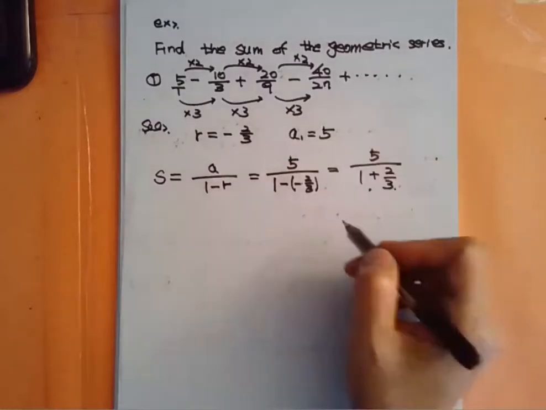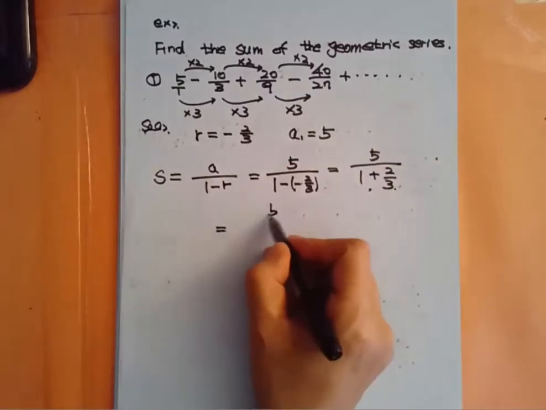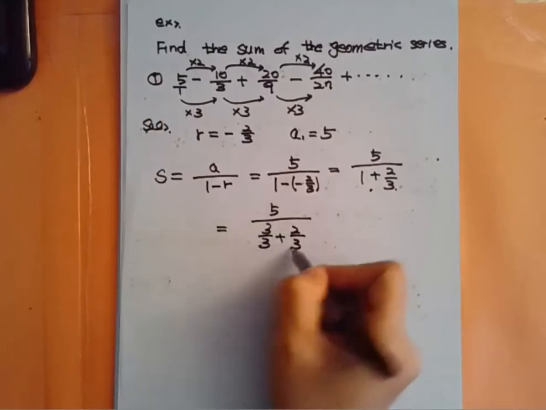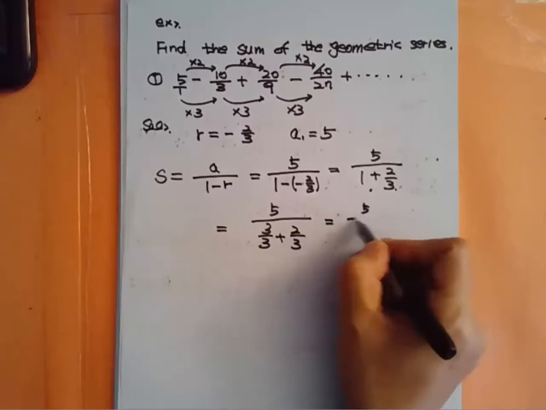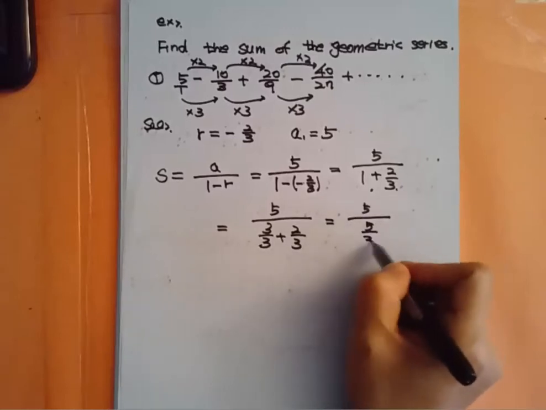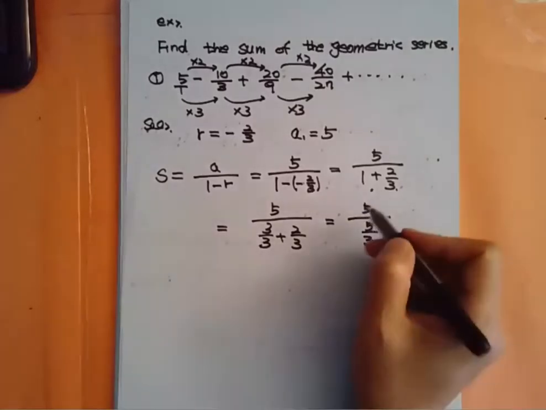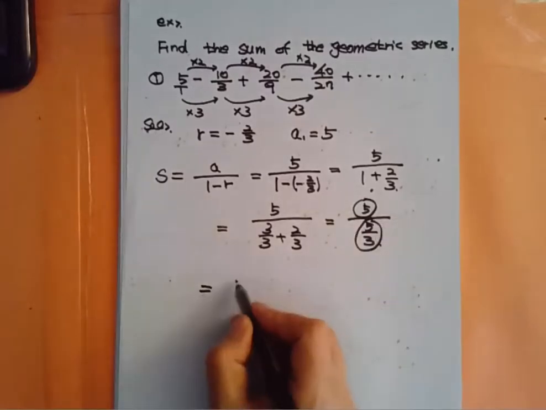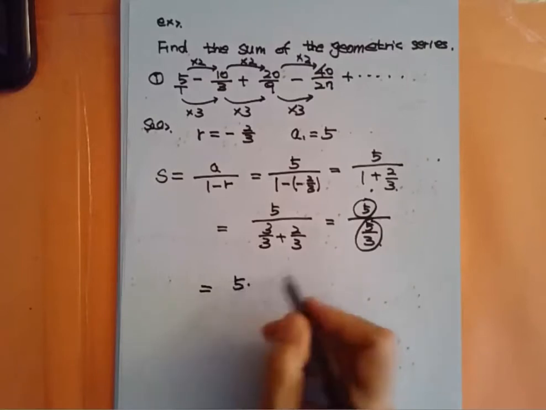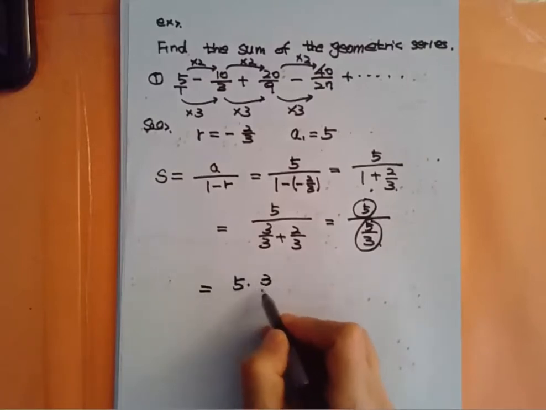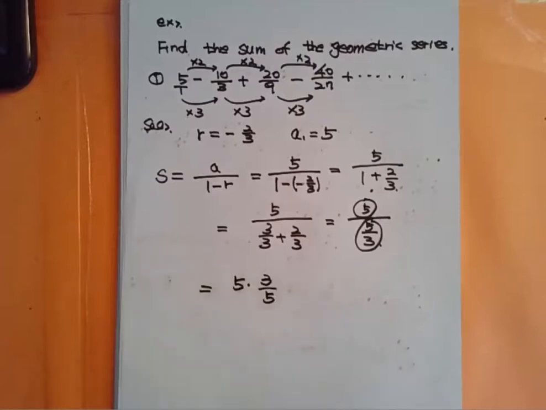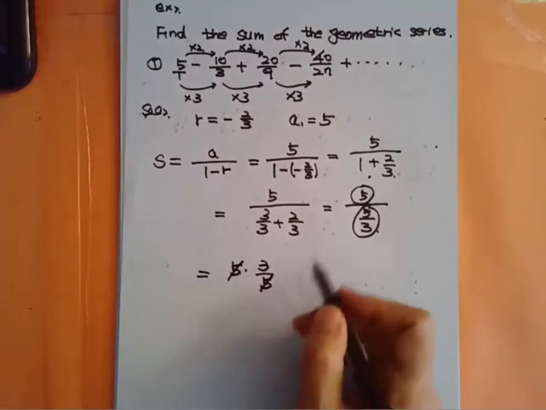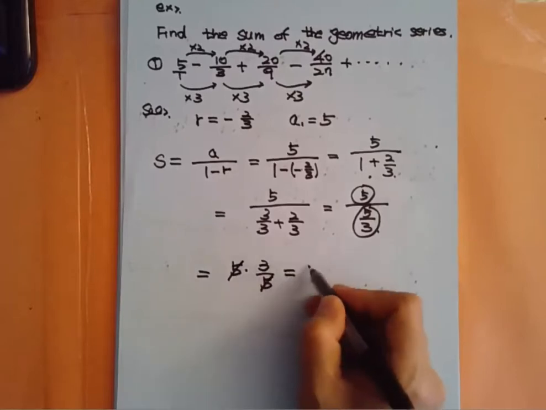And that equals 5 over 3 over 3 plus 2 over 3, which is 5 over 3. So this is the numerator and this is the denominator. That can be multiplied like 5 times the reciprocal of the denominator, which is 3/5. So those two fives will cancel each other. So we have 3.